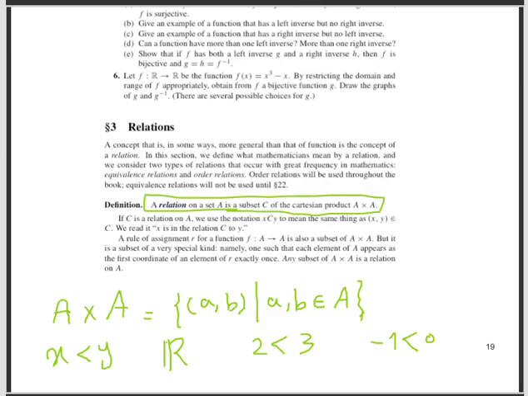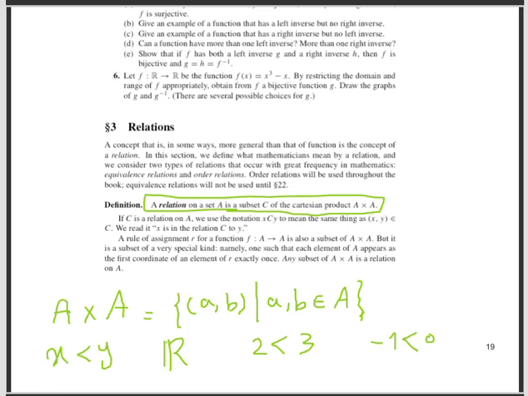A relation on a set is a subset of the Cartesian product. Maybe you know that A Cartesian A is equal to the set of pairs (a, b) such that a and b belong to A. This is the Cartesian product.